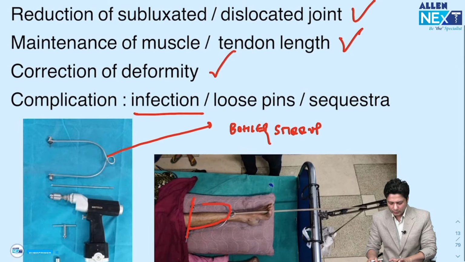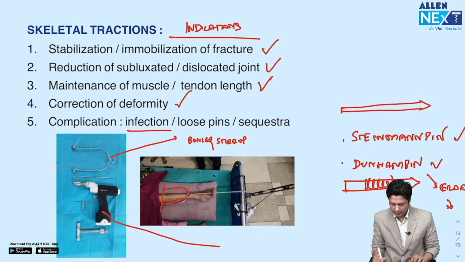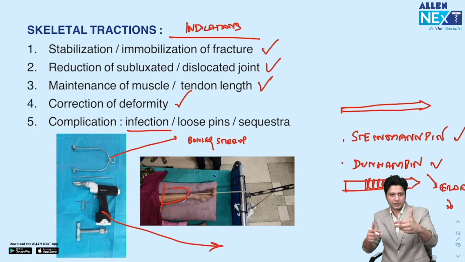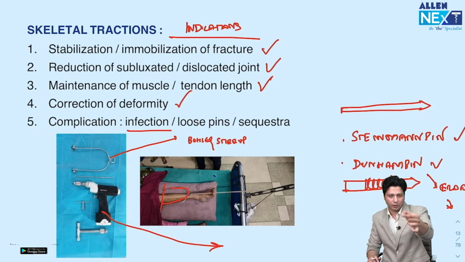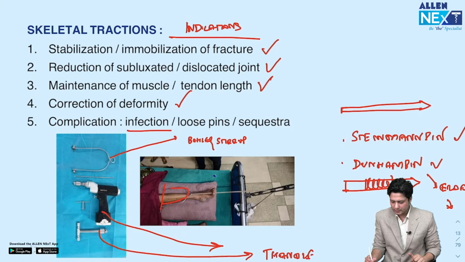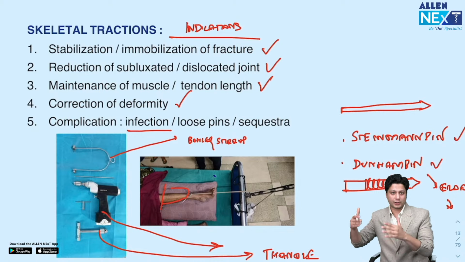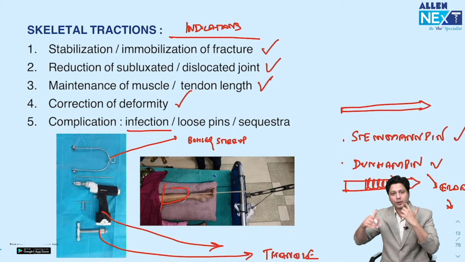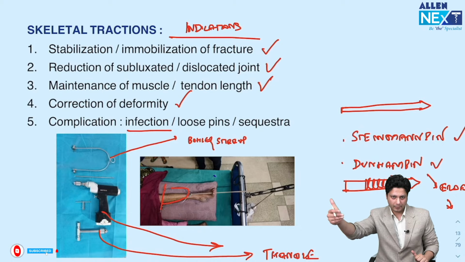Now, although you can use a drill, the drill is avoided because it might result in a greater kinetic injury and it might result in overheating of the bone at the point of entry. So a T-handle can also be used for this purpose. All right, so this exactly was your question asked. What are the components of the skeletal traction application?